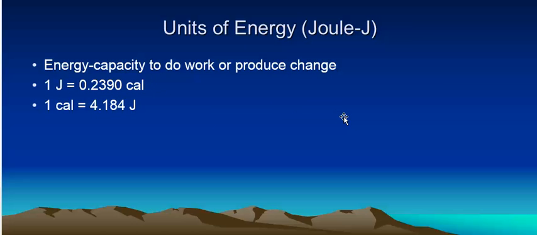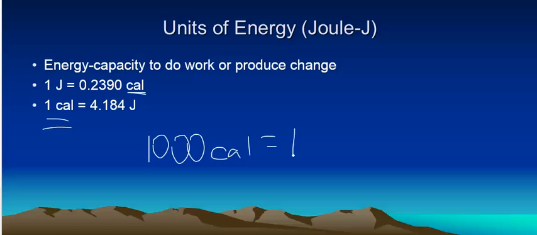Unit for energy. The SI unit for energy is the joule. Energy is the capacity to do work or produce change. We don't often use the joules when we think of energy. We use calories. So there's the conversion between joules and calories. Now, actually, this calorie that I've introduced right here is not the same as a food calorie. There are 1,000 of these calories in one food calorie, and a food calorie is usually written with a capital C, Cal.